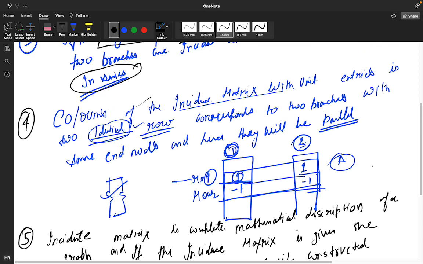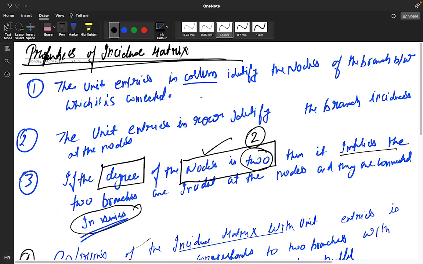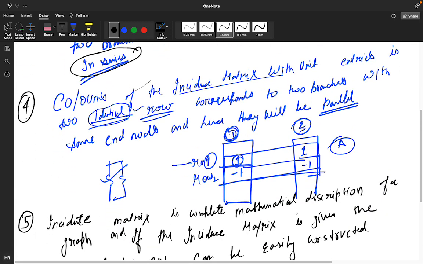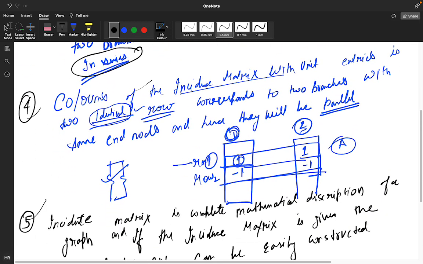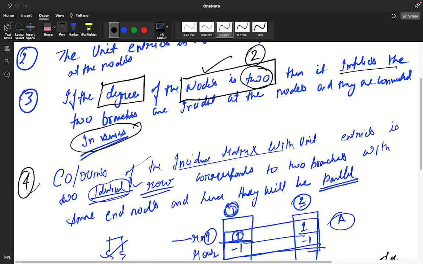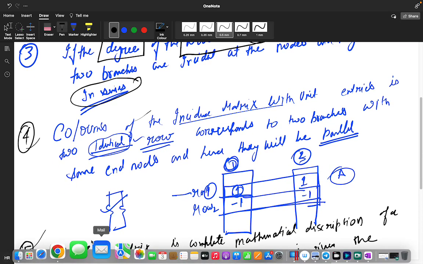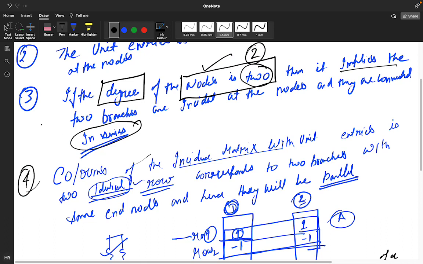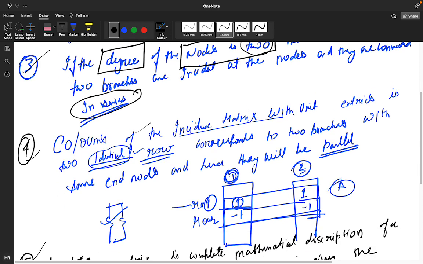Okay, so these were some statements about the properties of an incidence matrix. You will understand this particular one and that one when we solve the problem. Then only you will understand how it is parallel and how we are getting series. This means that if you are having an incidence matrix, then you can comment about the behavior of the circuits. And the third and fourth points are like that, how it will be in series. If the degree of the nodes is 2, then it implies that two branches are incident at the nodes and they are connected in series. And what is the meaning?